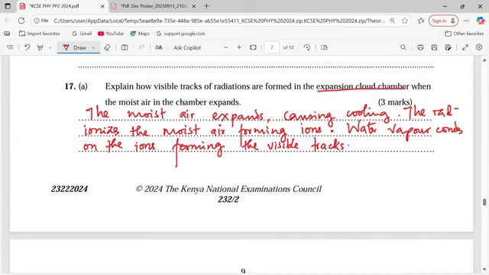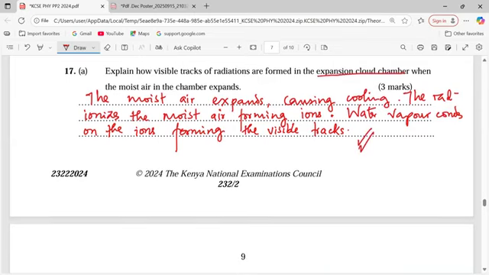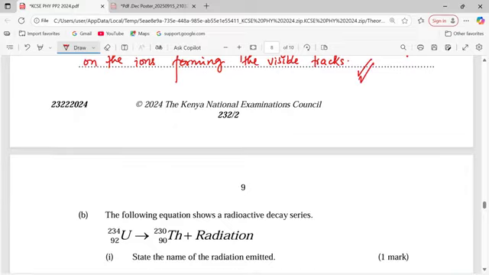We'll have the radiation, which causes an ionization effect, ionizing the moist air, and it will form what you call ions. Now, upon these ions, we will have water vapor condensing on them. When vapor condenses on them, then visible tracks will be seen. And that's how radiation, or rather radioactive decay, shall be detected.